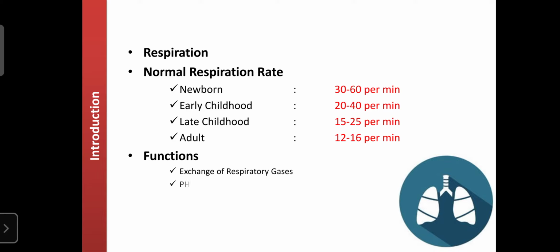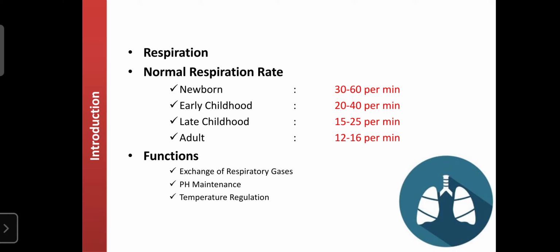The next one is that the respiratory system is helpful for pH maintenance. The pH of the blood also depends upon the respiratory system. The respiratory system mainly consists of the carbonic anhydrase enzyme, which is required for the formation of sodium bicarbonate, and sodium bicarbonate plays an important role in maintaining the pH of the blood. So the respiratory system is also involved in maintaining the pH of our plasma or blood.